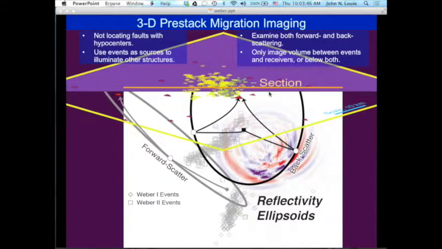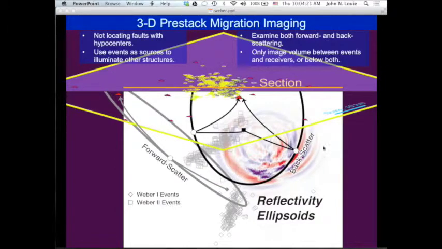Right, so we've been looking at how to examine these ellipsoids of revolution that represent the impulse responses of migration to a buried earthquake source reflecting off a fault or some other structure like the slab interface, and then going up to an earthquake monitoring station.